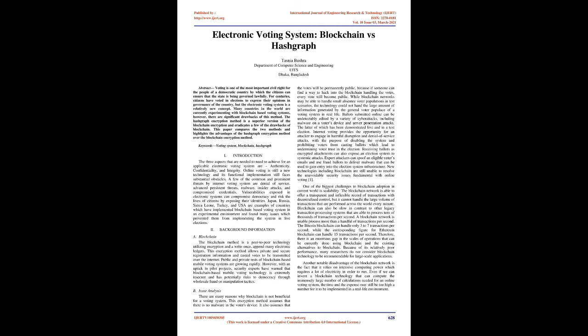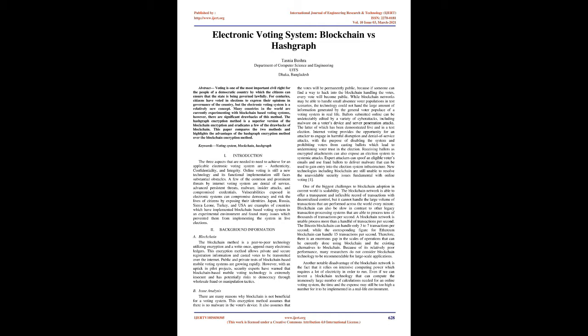Background information. Blockchain. The blockchain method is a peer-to-peer technology utilizing encryption and write-once, append-many electronic ledgers. This encryption method allows private and secure registration information and cast votes to be transmitted over the Internet. Public and private tests of blockchain-based mobile voting systems are growing rapidly. However, with an uptick in pilot projects, security experts have warned that blockchain-based mobile voting technology is extremely insecure and has potential risks to democracy through wholesale fraud or manipulation tactics.